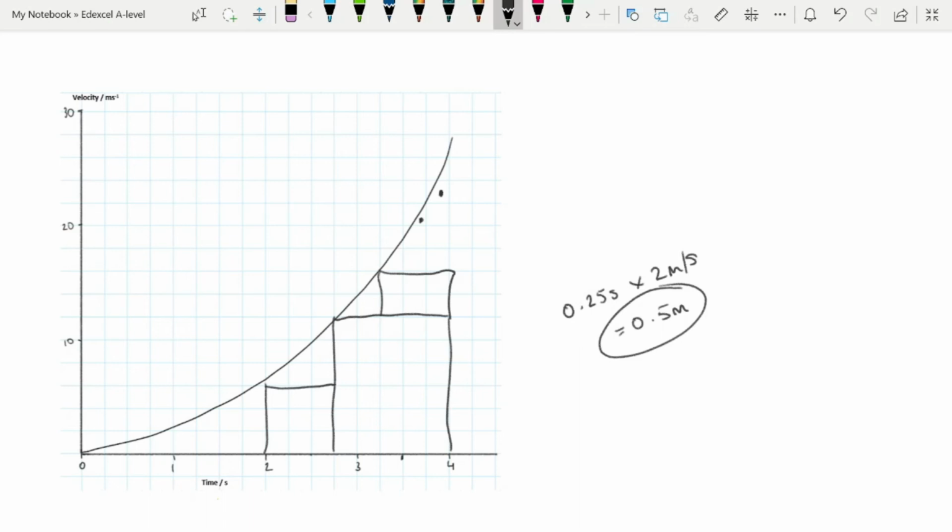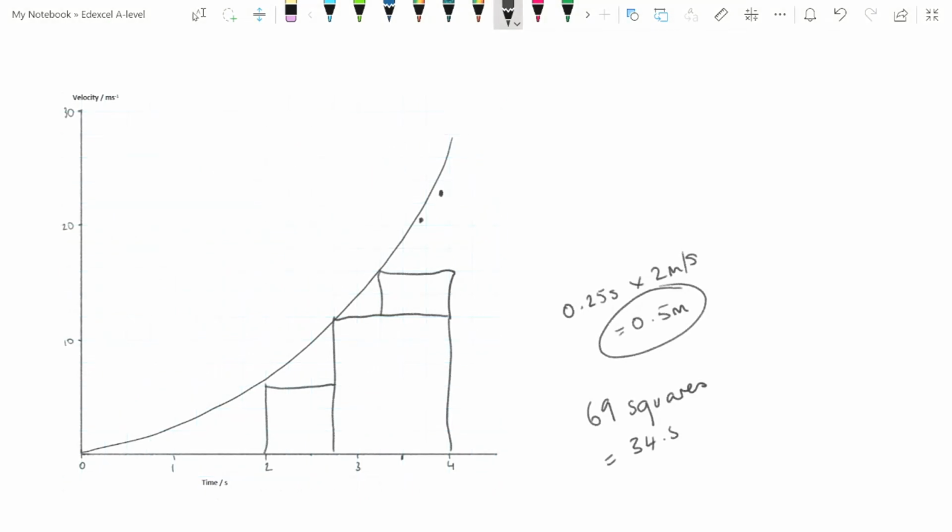If you go ahead and do it, you can pause the video, do the counting up, you should find that you have 69 squares, or thereabouts. Again, it's going to be an estimate depending on the judgments that you made at these corners, and therefore giving you a distance of 34.5 meters.